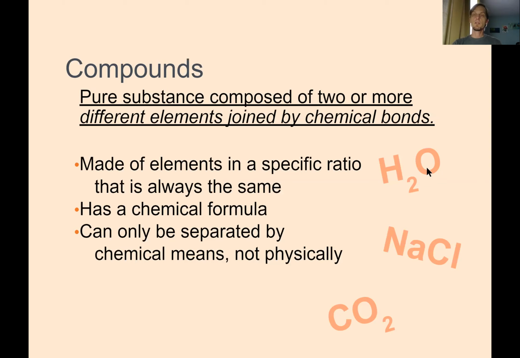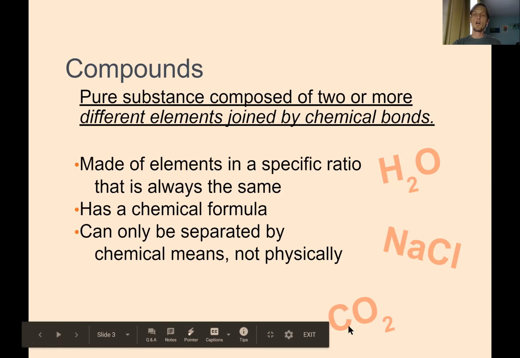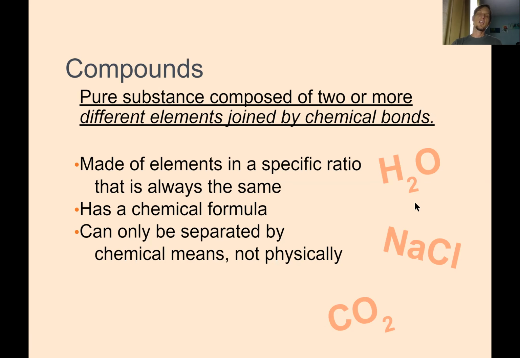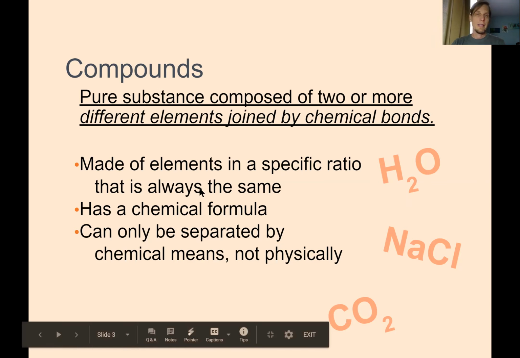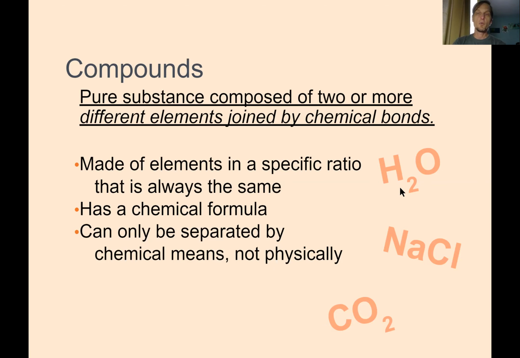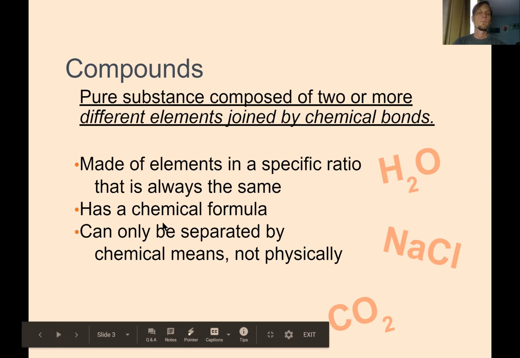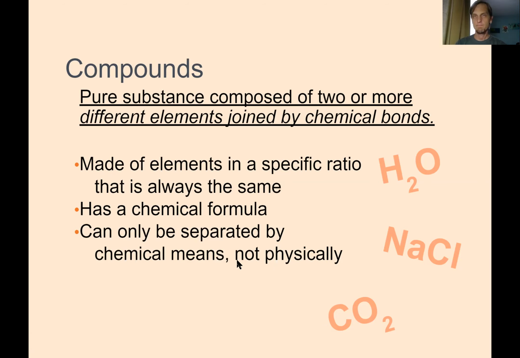Here are some formulas for very common compounds. This is carbon dioxide, this is sodium chloride, salt, and this is H2O, water. These are all compounds. They're made of 2 or more elements, but they're pure substances. They're made of elements in a specific ratio, like 2 to 1, 1 to 1, 1 to 2. They have a chemical formula, and they can only be separated by chemical means. They cannot be physically separated, okay? So compounds can only be chemically separated. That means you have to do something to them to cause them to release, so they're pure.